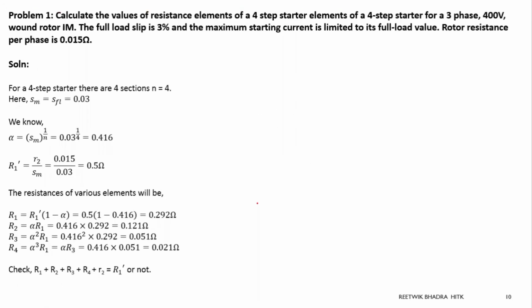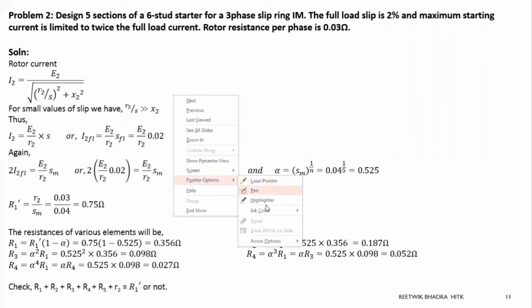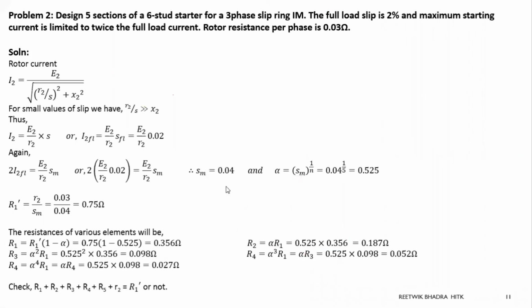There are 6 such starts here in the question, and there are 5 sections, meaning 5 resistances. So I2 is equal to E2 by R2 into S from this function. If I write in terms of full load current, that means if the current is full load, my slip will be full load. So I2FL is equal to E2 by R2 into SFL.